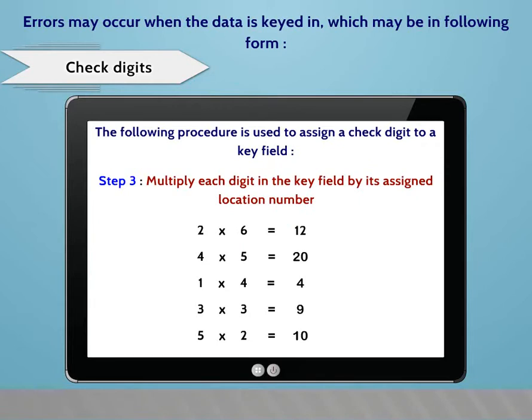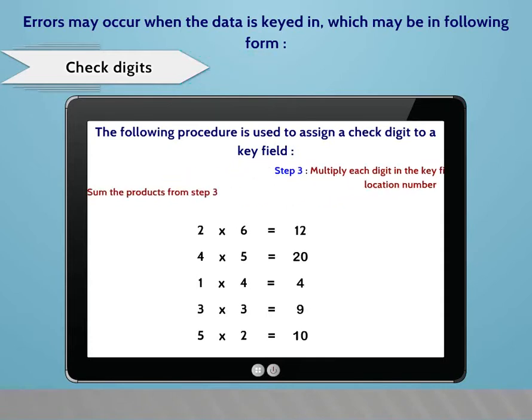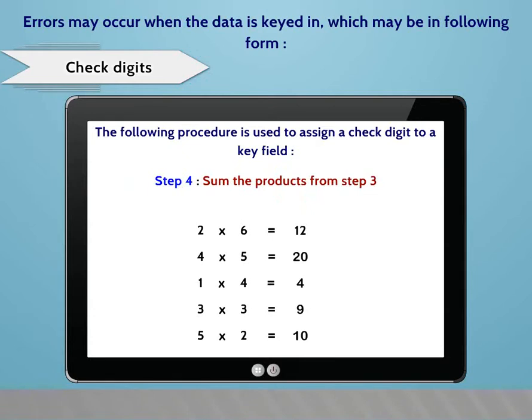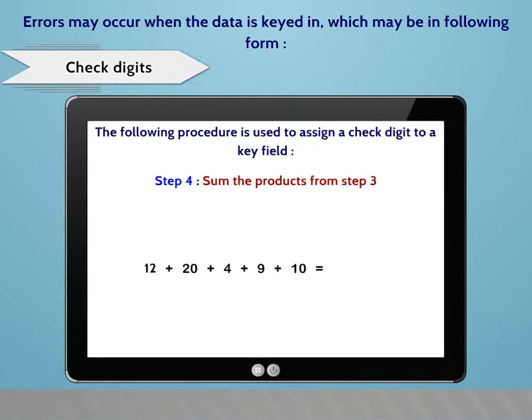2 times 6 is equal to 12. 4 times 5 is equal to 20. 1 times 4 is equal to 4. 3 times 3 is equal to 9. 5 times 2 is equal to 10. Step 4. Sum the products from step 3. 12 plus 20 plus 4 plus 9 plus 10 is equal to 55.